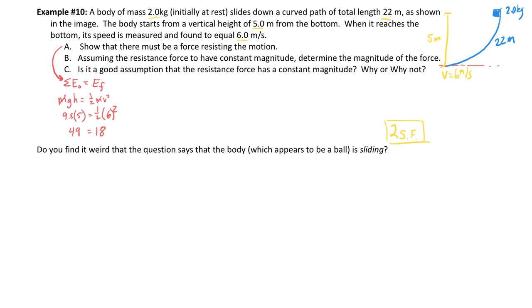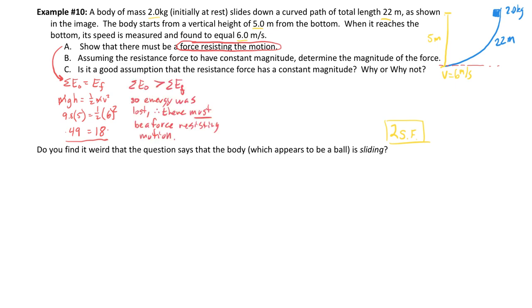Because of that, that must mean that energy was lost. The only way to lose energy is if there is a force resisting the motion. And so that right there is proof, because the initial is not equal to the final. If this was an exam, I'd write it out, but because it's not an exam, I'm just telling you. But that would be proof that there must be a force resisting the motion. So we move on to part B.